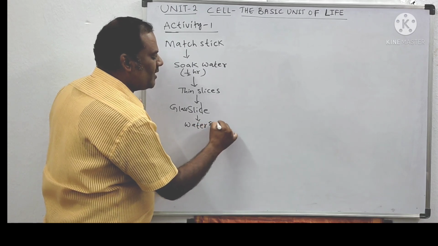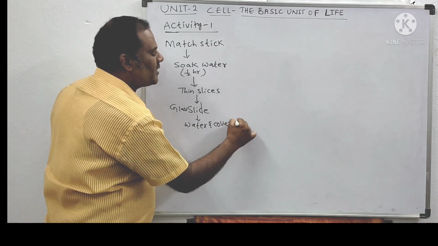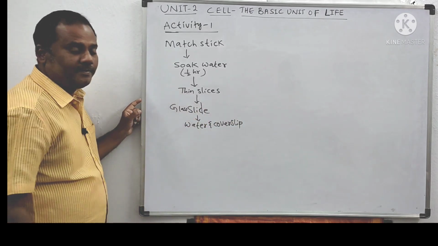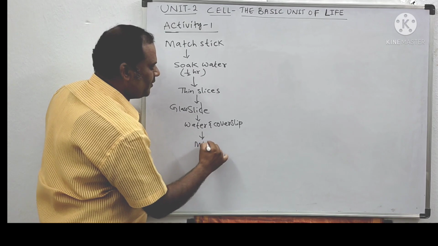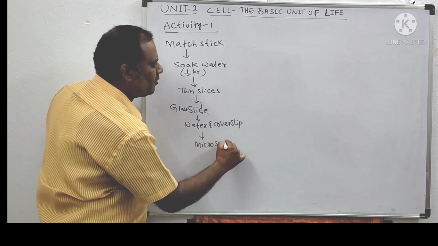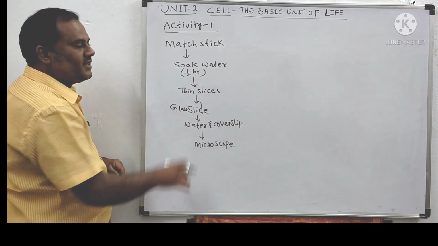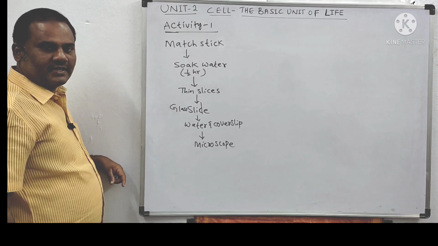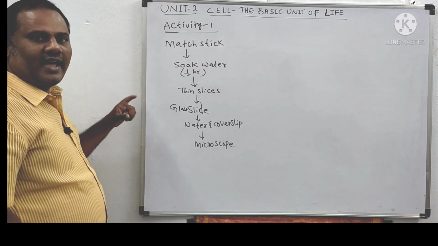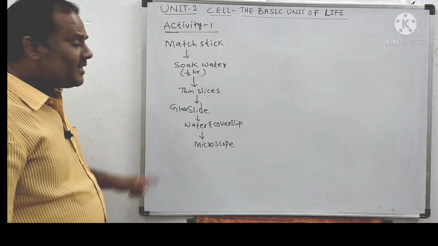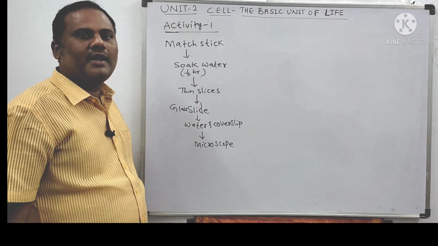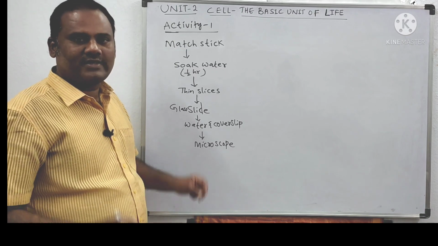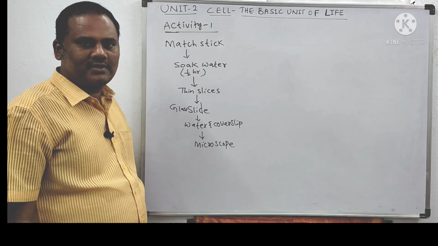Then you have to cover the glass slide with a cover slip. Then you can see with the help of a microscope the cells present in the mastic. This is activity 1. The cells present in the mastic are similar to the cells present in the oak plant. Why? Because both are dead cells.